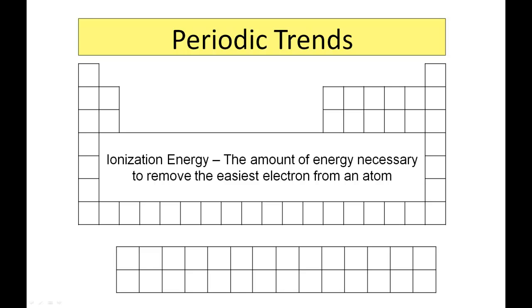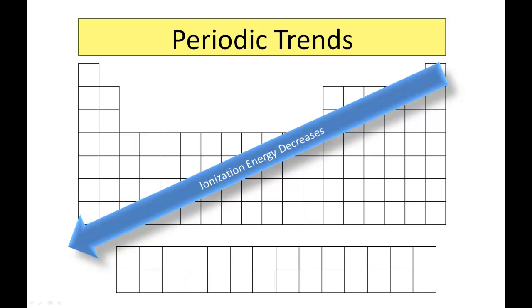So let's look at the trends of ionization energy. Notice that ionization energy decreases as the atomic radius increases. So if I were to compare these three elements, the one that would have the lowest ionization energy would be the bottom one. Notice it would also be the largest element. If I were to compare these two elements, the one that would have the lowest ionization energy would be the one on the left. Once again, the larger of the two atoms.